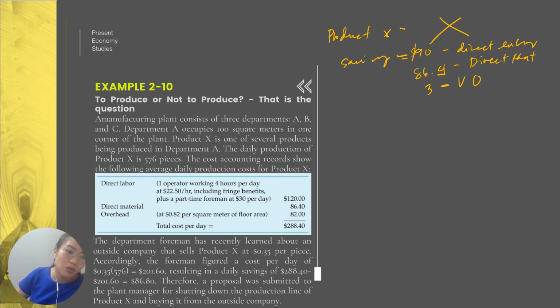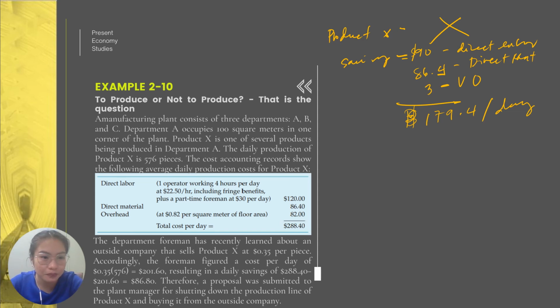Okay, so the savings will have a total of 179.4 per day. Sorry, this is dollars. So that would be $179.4 per day. This estimate of actual cost savings per day is less than the potential.